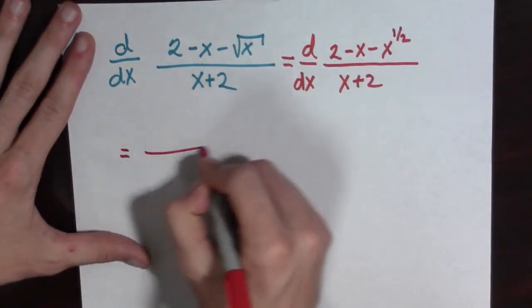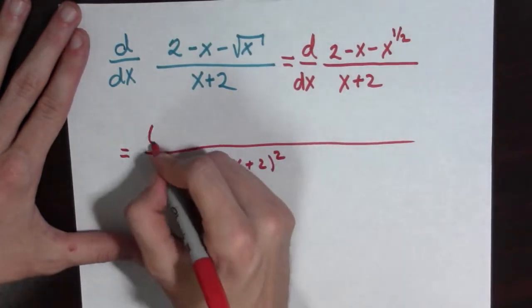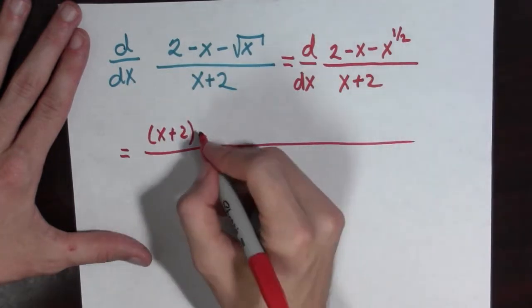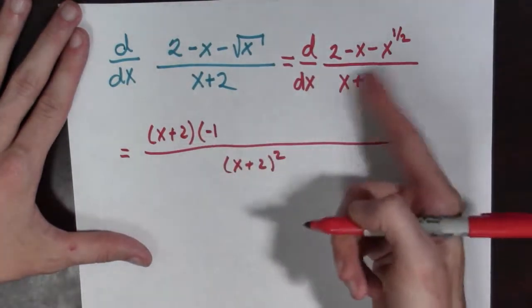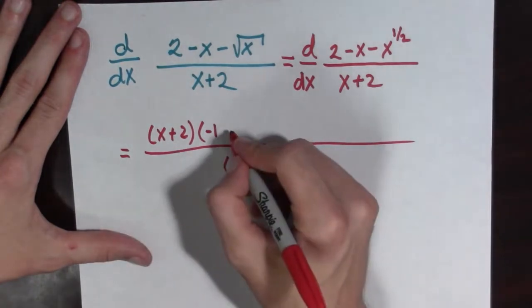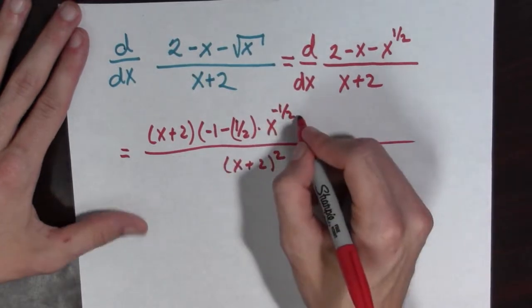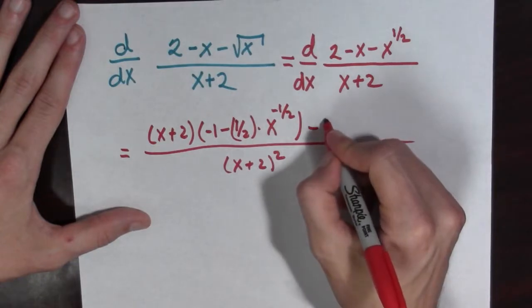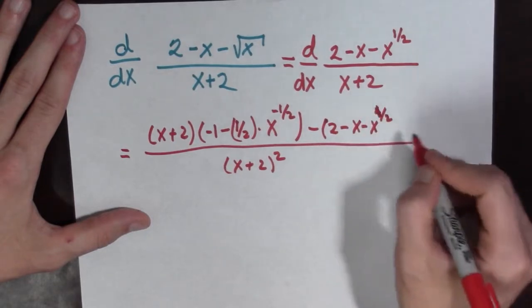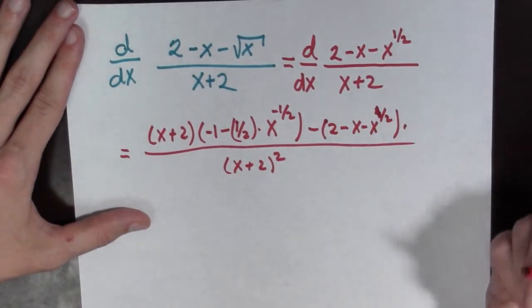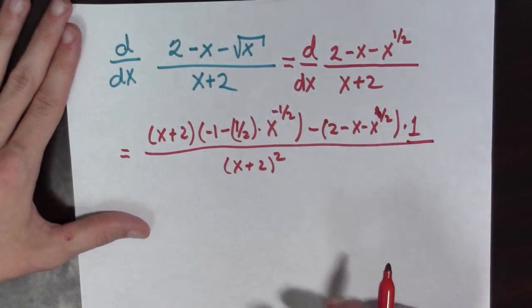Okay, so now let's take the derivative. This is equal to, well, we square the denominator, so that's going to be x plus 2 squared, and now we have the denominator, x plus 2 times the derivative of the numerator. Oh, and this is pretty easy. The derivative of 2 is 0, the derivative of minus x is minus 1, the derivative of minus x to the 1/2 is going to be minus 1/2 times x to the negative 1/2. Okay, minus, and now we have the numerator, 2 minus x to the 1/2, times the derivative of the denominator, and that's just 1. I'm done already. There we go.